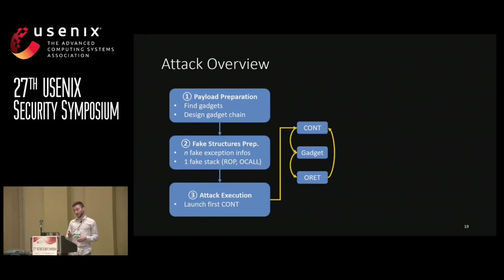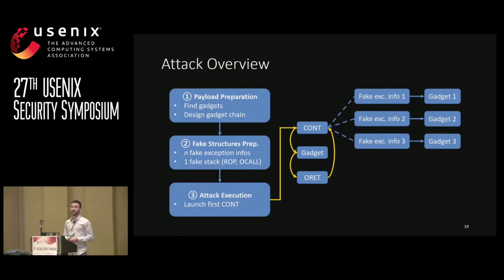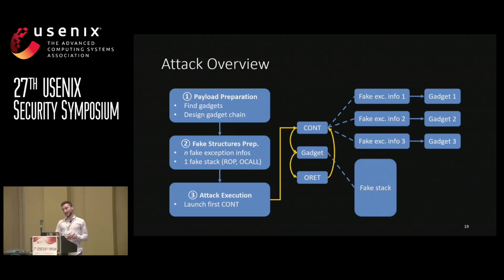So we launch the continue primitive, and that continue primitive is going to restore a context from a fake exception info that was set up by the attacker. That's going to transfer control to gadget 1. Gadget 1 is then going to execute and return through the stack that we had set up with the continue primitive, and it's going to return to the ORET. And with the ORET, we set up a call to the continue primitive again and go ahead with the loop.